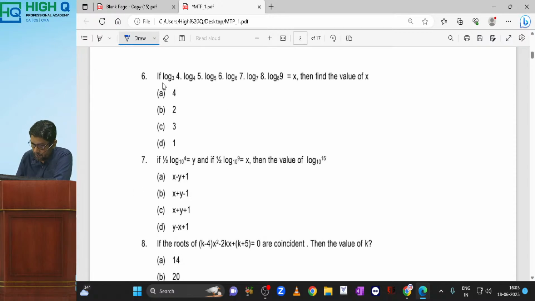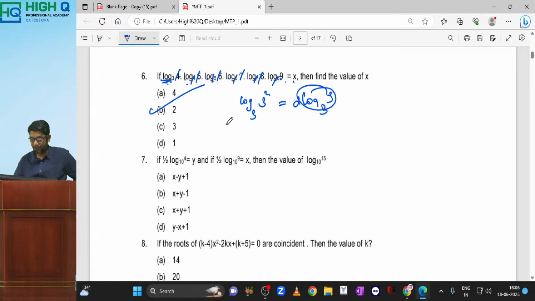Next. Log 4 to the base 3, log 5 to the base 4, log 6 to the base 5, log 7 to the base 6, log 8 to the base 7, log 9 to the base 8 equal to x. Answer is 2. Sir, how did you get the answer directly, sir? No mind here. Look at this. 4 4 cut, 5 5 cut, 6 6 cut, 7 7 cut, 8 8 cut. Only log 9 to the base 3. Log 9 to the base 3 can be written as log 3 square to the base 3, which is 2 log 3 to the base 3. This is 1, so nothing but 2. Okay. Next.